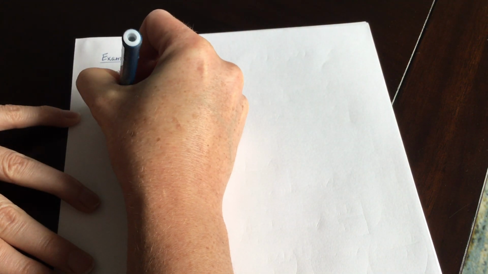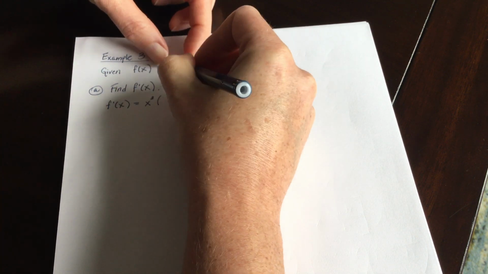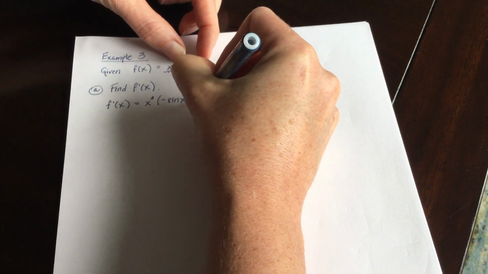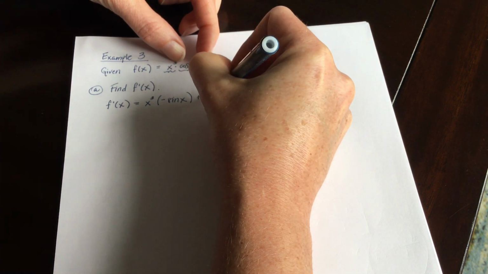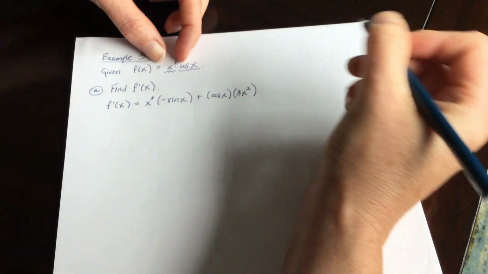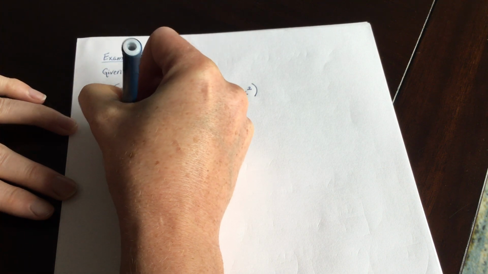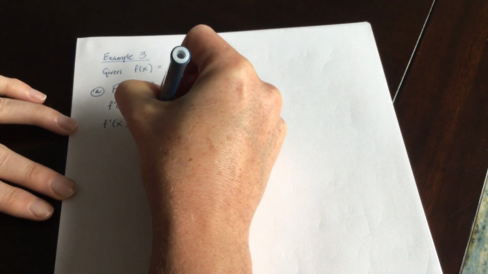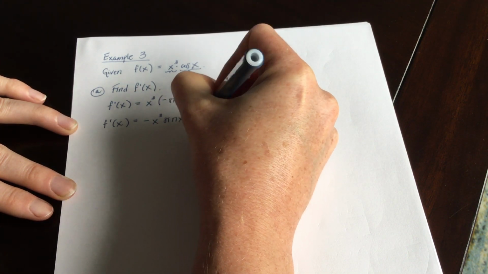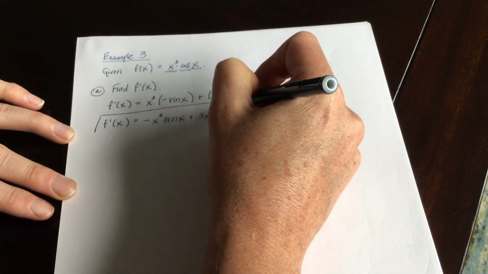F prime of x would be 1 is x cubed, D2, derivative of cosine, is negative sine, plus 2, which is cosine, D1, which would be 3x squared. There we go. And then after that, you just simplify it. So f prime of x would be negative x cubed times sine of x plus 3x squared times cosine of x, or anything equivalent.